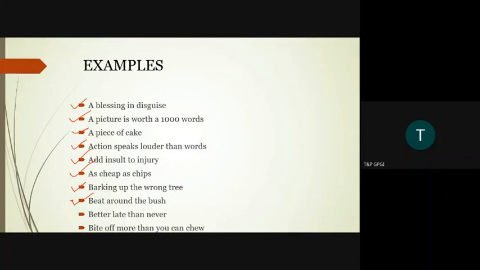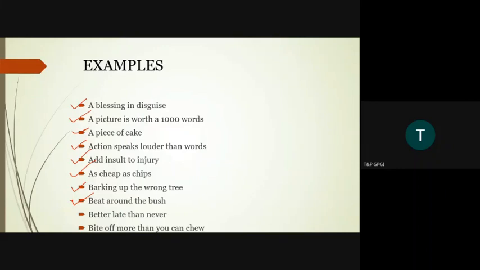Okay, so for example, if you're waiting for someone and that person is not coming and finally she shows up, what can you say? Wow, she finally turned up. Better late than never. Wow, she finally turned up. Better late than never. Okay, all right.